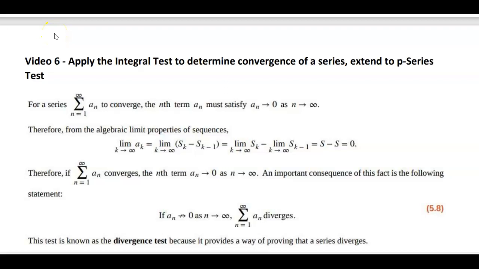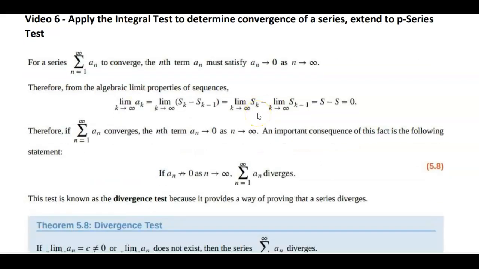All right, so I know we've already talked about some of the convergence tests, but first let's talk about what you should look at first. In order for any series to converge, it must be true that a sub n goes to 0. Therefore, if a sub n does not go to 0, you know that that series diverges.